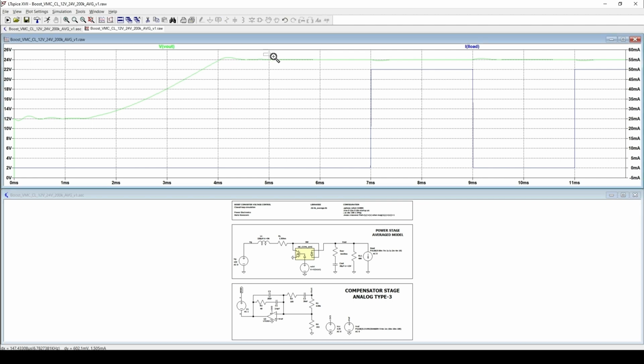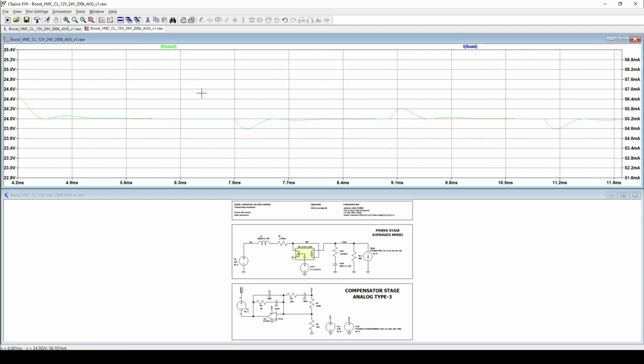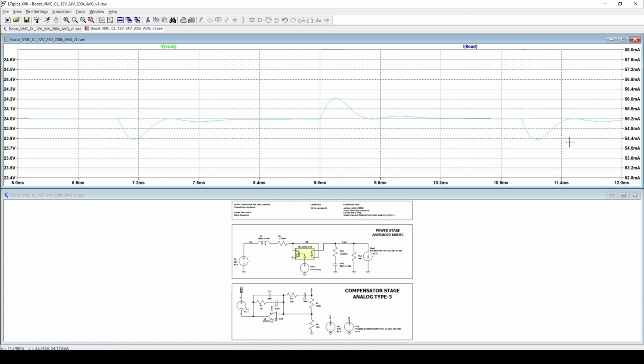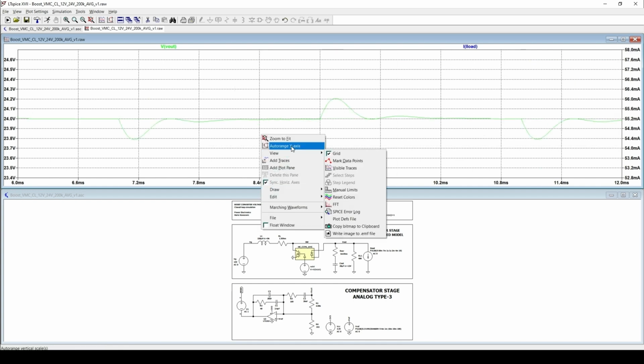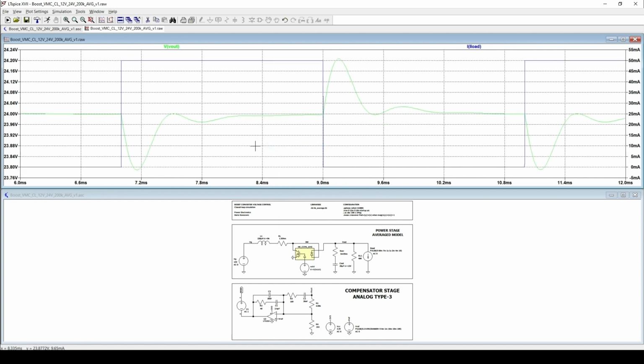Okay, now we can zoom and see what is happening with our output voltage during the load step. And here we will just auto range the axis, and now we can observe. Now you can clearly see a transient response. There is a small voltage dip when the load increases, followed by a controlled recovery, and a slight overshoot when the load is removed. The total deviation is around 200 millivolts, and the system settles in roughly 1 millisecond approximately. And this is important.